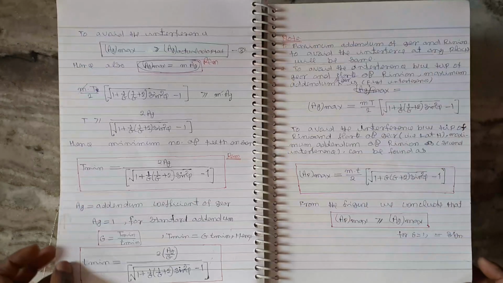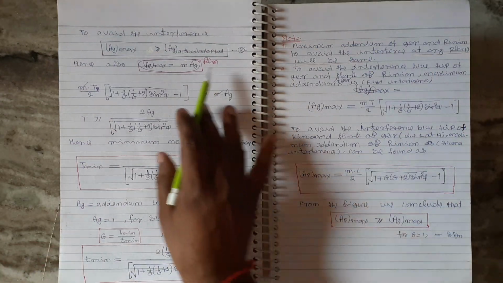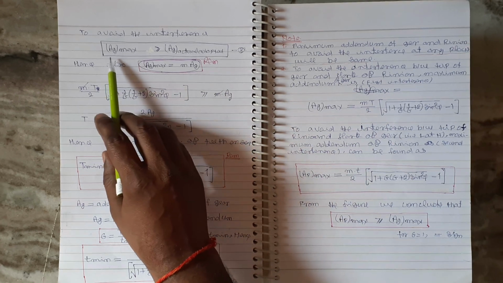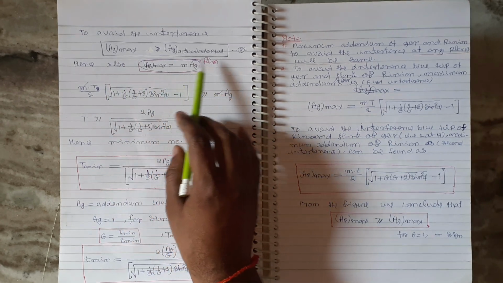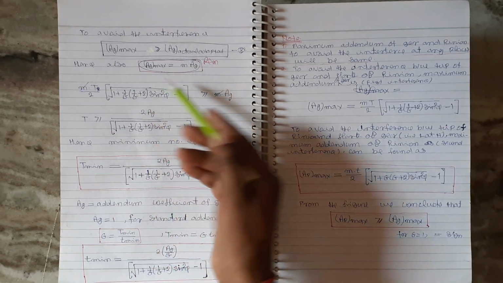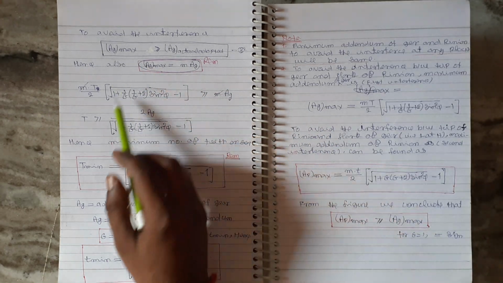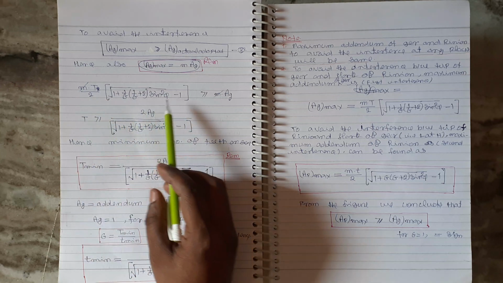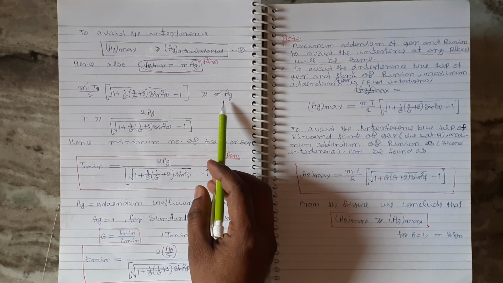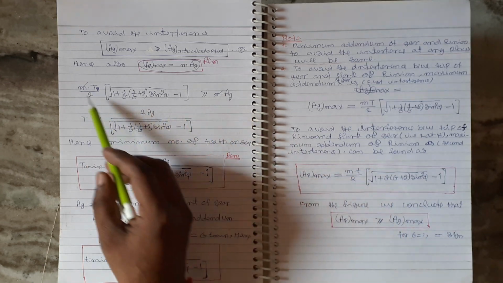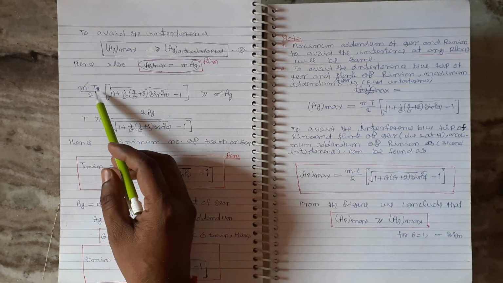So to avoid the interference, this maximum addendum should be greater than or equal to the actual addendum, or this actual addendum should be less than or equal to the maximum addendum. So let us put the value. So maximum addendum I am putting here and actual adopted addendum I am putting here. Now this module from both sides can be cancelled out. Then you solve for this capital T, the number of teeth on the gear.